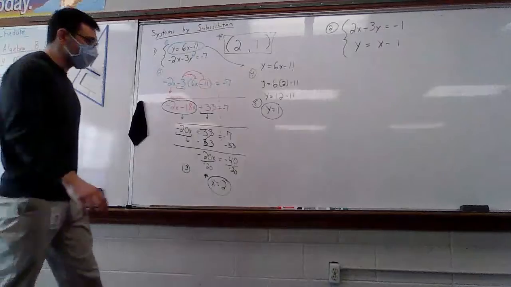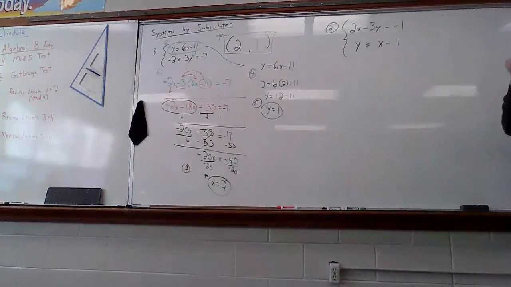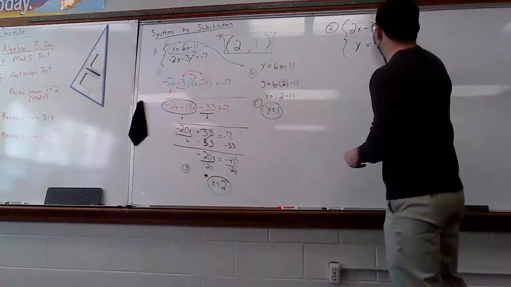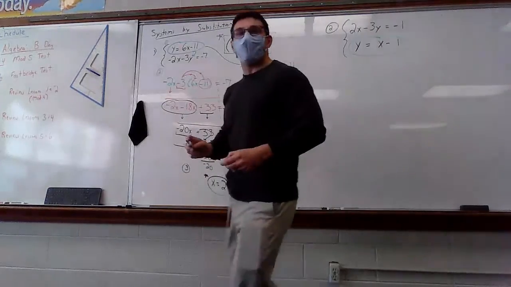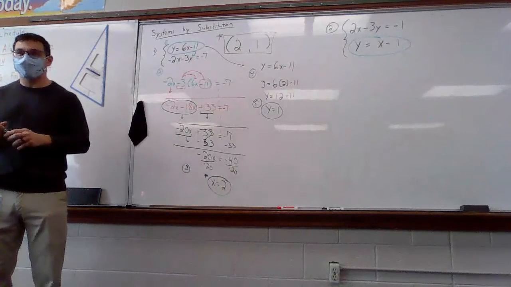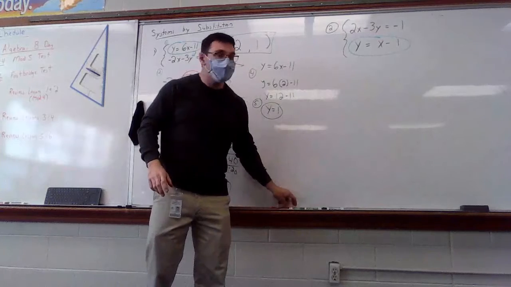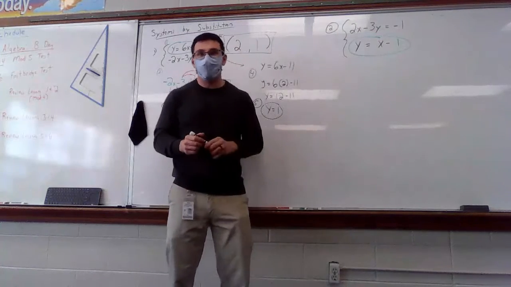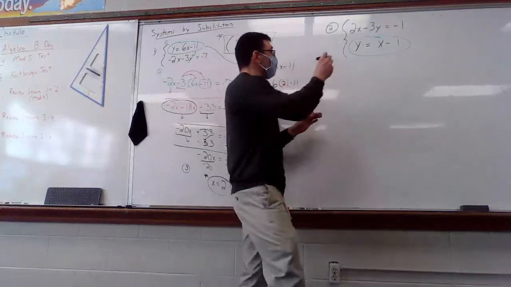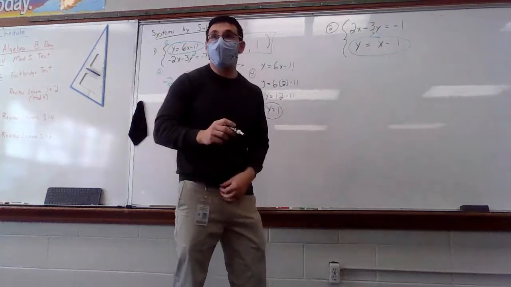Okay. So, which one of these already has a variable isolated? Top or bottom? Ms. Snow? Bottom. The bottom one. So, y is by itself. Question so far. So we're going to substitute it in. Which equation do we substitute it in to? Faith? The top. Y is x minus 1. So it goes in for y.